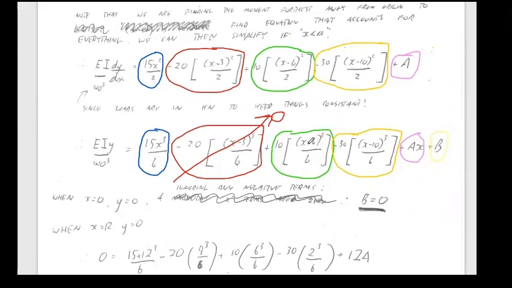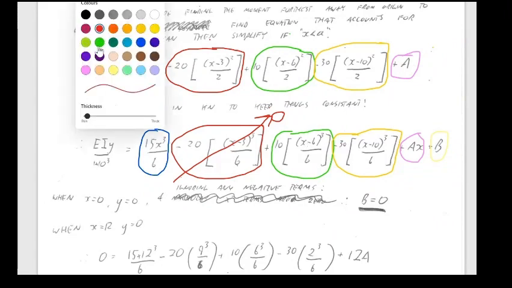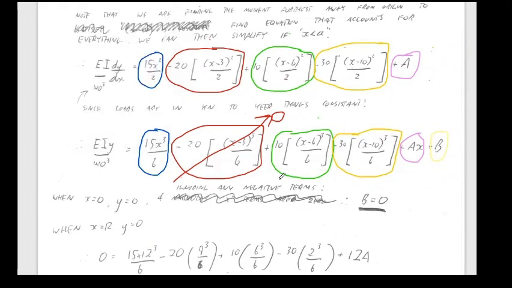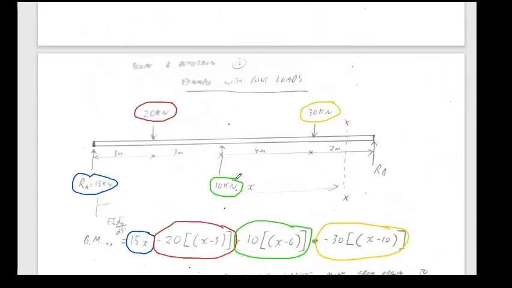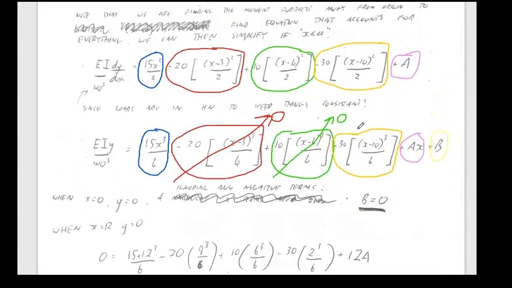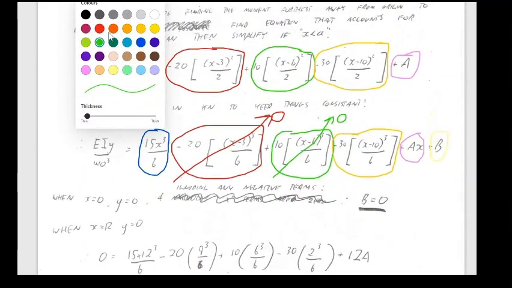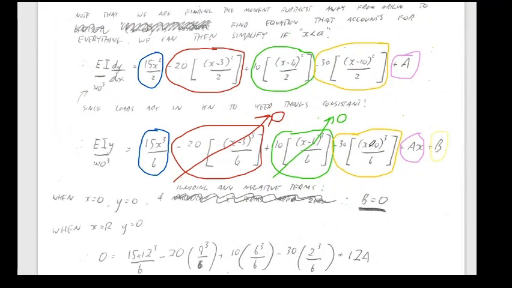Same with this green term. If x is 0, this is negative, so therefore we're going to ignore that term. Like I say, mathematically, it's not 0, of course it's not. But according to Macaulay's method, because the Macaulay's term is 0 or negative, we're just going to ignore it. We haven't got to that green load yet. Same with this gold one: the Macaulay's term is negative, 0 minus 10 is minus 10, so we're just going to say it's equal to 0.